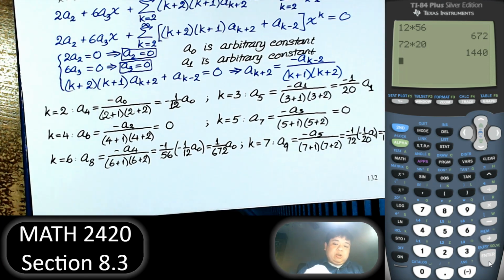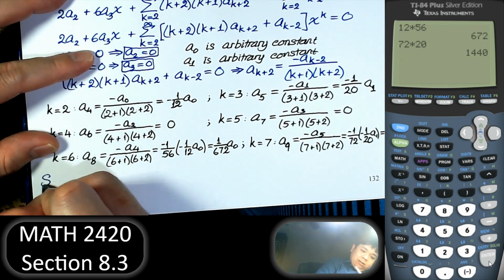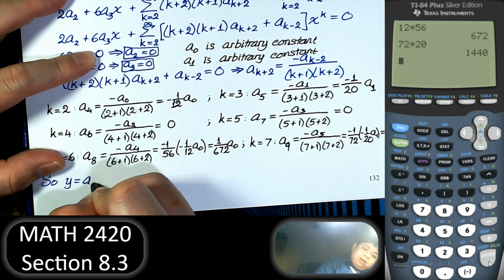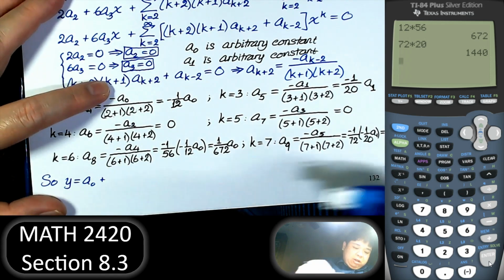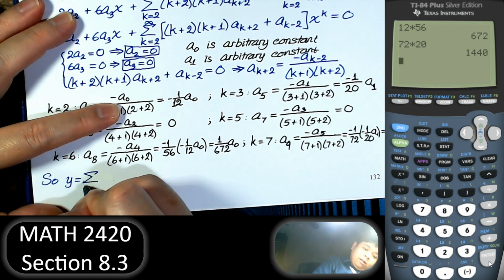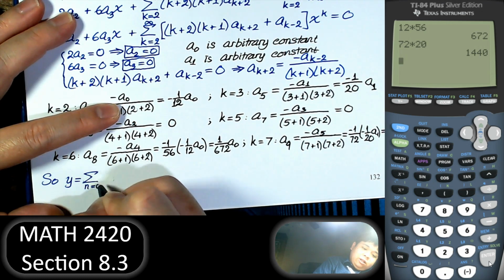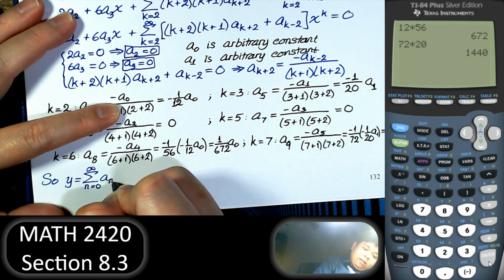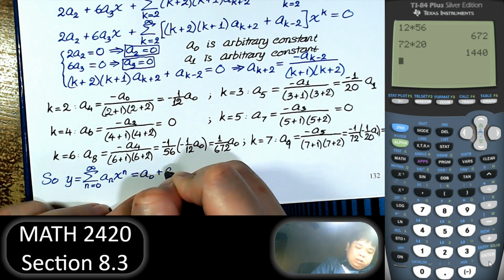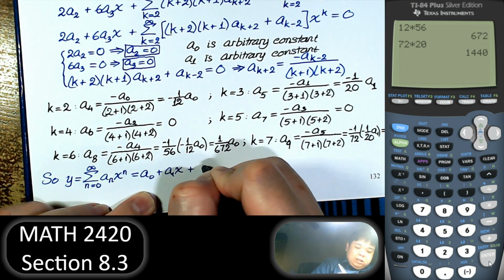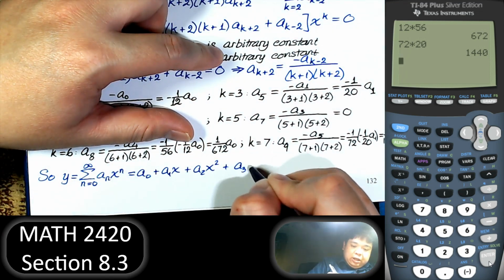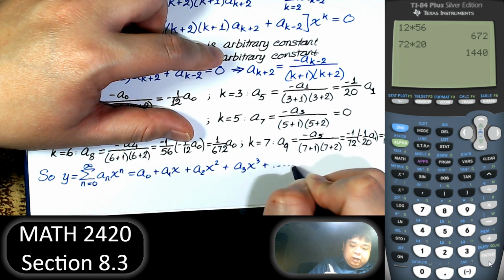And now finally, the solution. We have y equal to a naught. Now if I just write some series first and then I will spell out the terms. N equal to 0 to infinity a sub n x to the n. So a naught plus a1x plus a2x squared plus a3x cubed and so on.